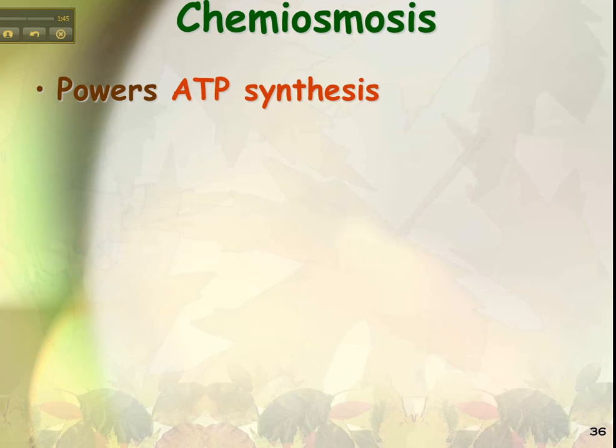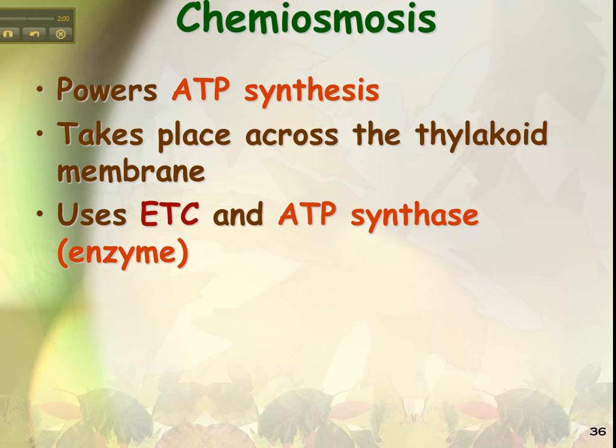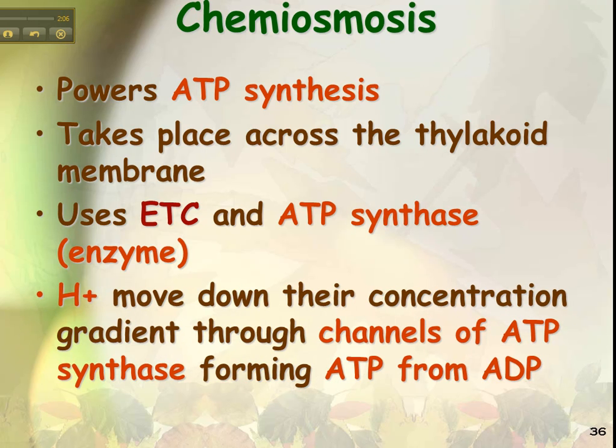So, the same thing again that was happening in cell respiration. It is what's powering ATP synthesis. Synthesis just means to make. So, making ATP. This is happening across the thylakoid membrane. It's going to use the electron transport chain and ATP synthase. Again, just like what happened in cell respiration. Hydrogen moved down their concentration gradient through channels of ATP synthase, forming ATP from ADP.